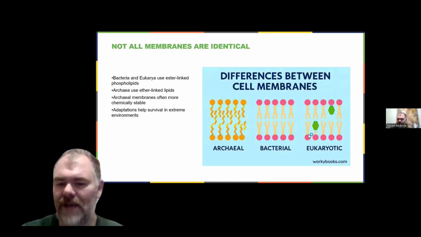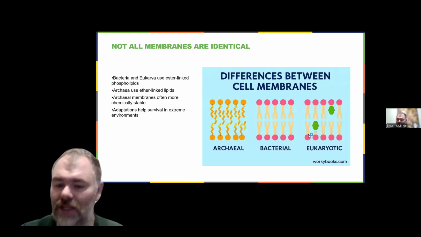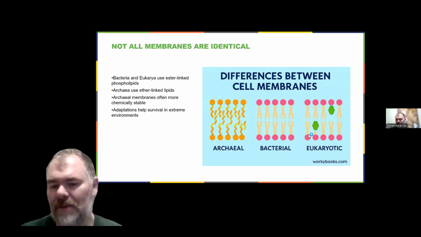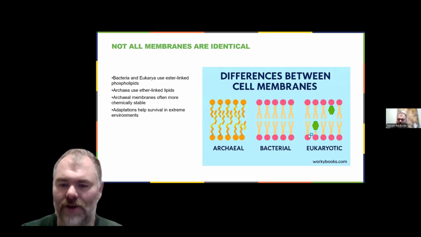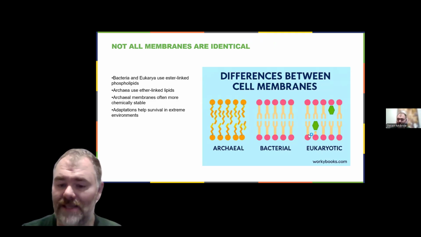Although all cells use plasma membranes, not all membranes are identical. Bacteria and eukaryotic cells mainly use phospholipids with ester-linked fatty acids. These are the membrane structures most commonly shown in biology diagrams. Archaea are different. Their membranes use ether-linked lipids instead of ester-linked lipids. That chemical difference may seem small, but it has important consequences.